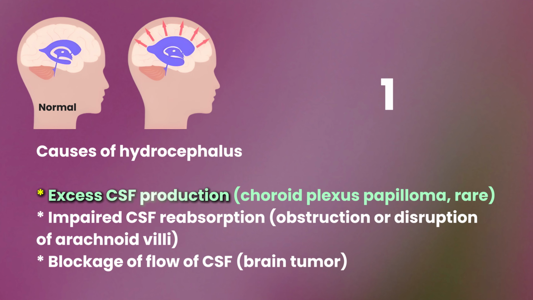1. Excess cerebrospinal fluid production, for example, choroid plexus papilloma, rare. 2. Impaired cerebrospinal fluid reabsorption due to obstruction or disruption of arachnoid villi. 3. Blockage of the flow of cerebrospinal fluid, for example, brain tumor.